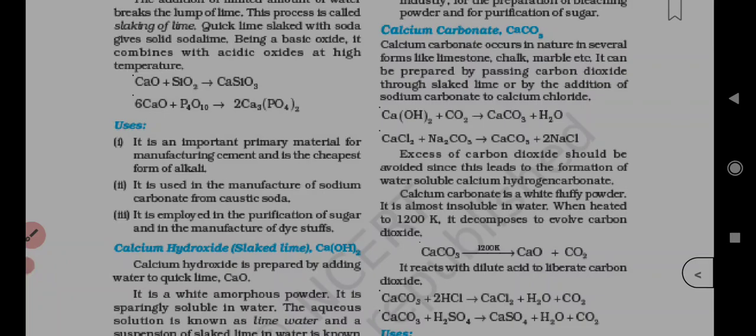Specially precipitated calcium carbonate is extensively used in the manufacture of high quality paper, like Classmate books, which have high quality paper. It is also used as an antacid and as a mild abrasive in toothpaste.